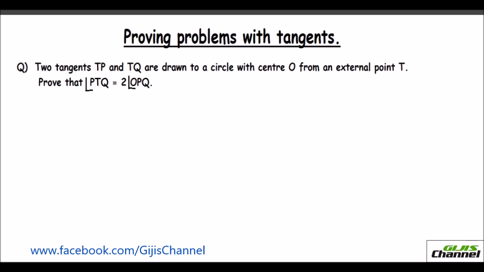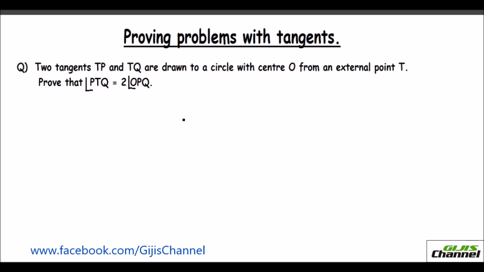Let us see how to prove a few problems using tangents. Here's the first question. Two tangents TP and TQ are drawn to a circle with center O from an external point T. From T you draw two tangents, TP and TQ. You need to prove that angle PTQ is equal to twice the angle OPQ.